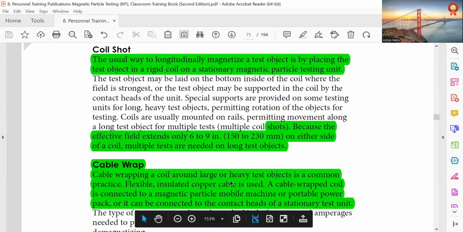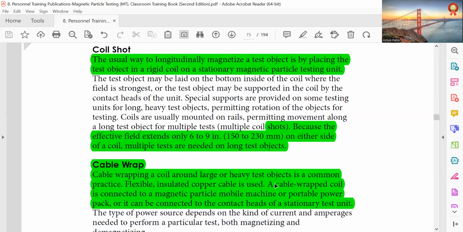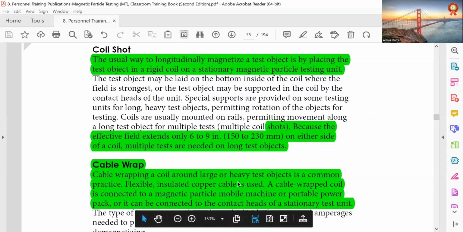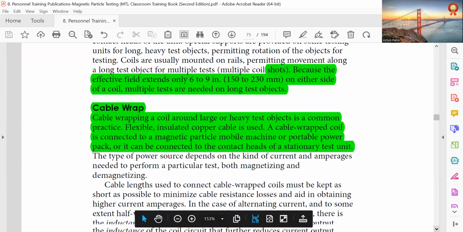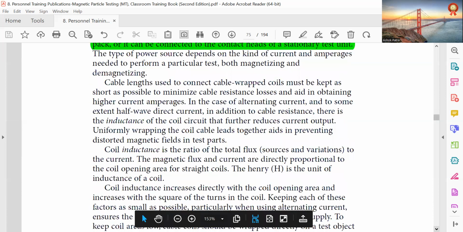Cable wrap. Cable wrapping a coil around a large or heavy test object is common practice. Oh, this is coil shot, so no problem. They can just pass it on. Flexible insulated copper cable is used. The cable wrapped coil is connected to a magnetic particle mobile machine, portable power pack, or it can be connected to the contact heads of a stationary test unit. So that is also possible. Longitudinal all.